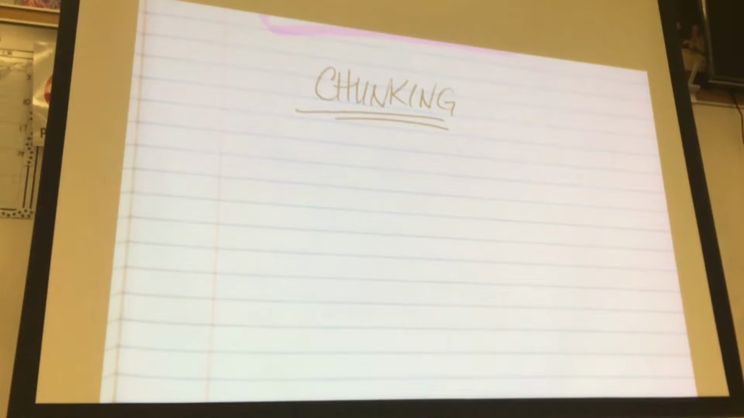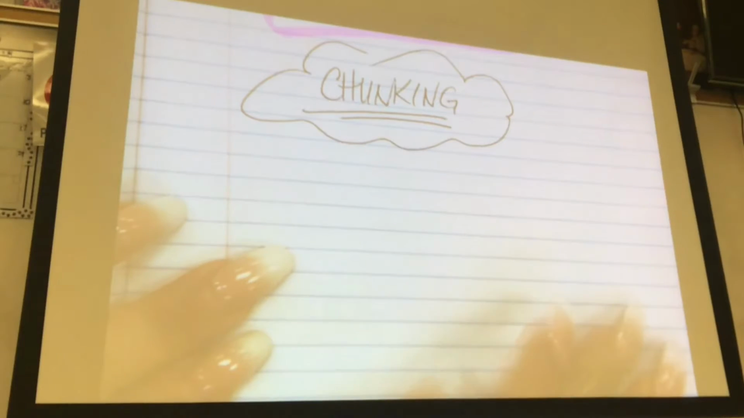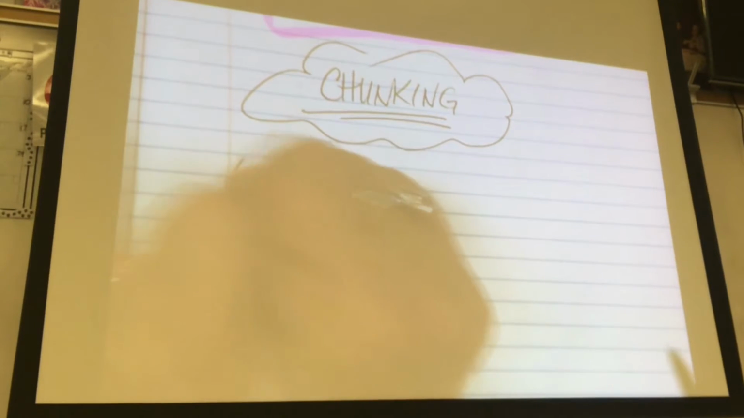Everybody with me? All right, so this is what chunking is. It's another method to factoring. Can you use it all the time? No. But again, the beauty of it is going to be for you to decide when to use it. Here we go. Example 2.